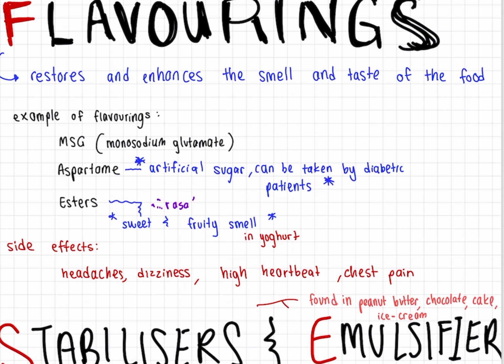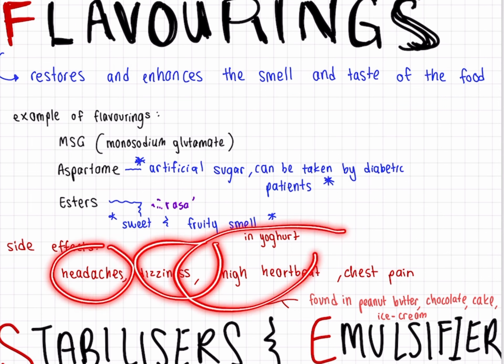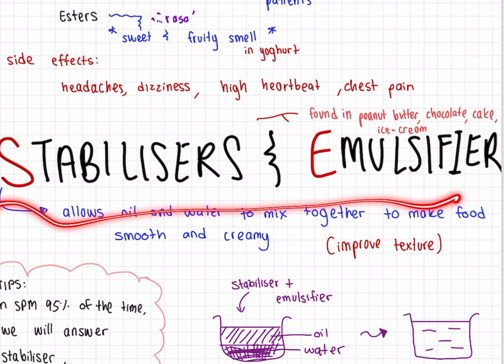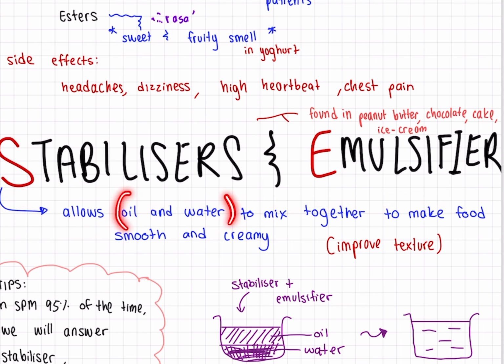So what are some side effects of flavoring? It causes headaches, dizziness, high heartbeat as well as chest pain. So we have your SETD, right? So S and E stand for stabilizers as well as emulsifiers. So what's the function? It allows oil and water to mix together to make the food creamy and smooth. So it helps to improve the texture, which can usually be found in stuff like jams, peanut butter, chocolate, cake. Cake? Wow, I didn't know that. But okay, yeah, as well as ice cream.